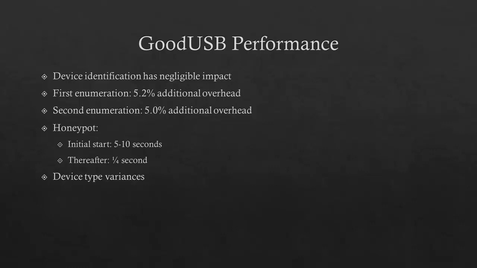Interestingly, there are notable variances between devices. Enumeration of a thumb drive adds the aforementioned 5.1% overhead, while an Android phone is slower, adding 7.3% overhead, and a USB headset is slower still because it requires multiple device drivers. There is no impact on regular device operations, however, once enumeration is complete.